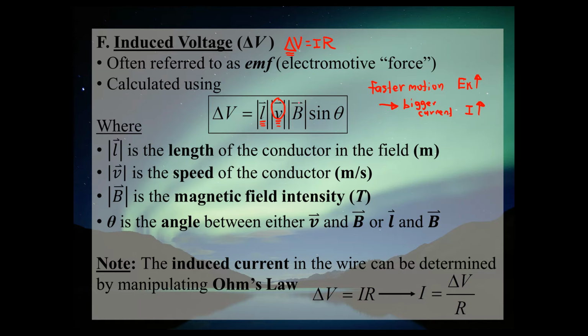How else could I make the induced current bigger? Well, just use a stronger magnetic field. And the other part is theta. What theta represents is the angle between the length of your conductor and the magnetic field, or between the magnetic field and the direction you're actually moving the conductor. Sine of theta is a maximum when theta is 90 degrees. So what you want is everything to be perpendicular.